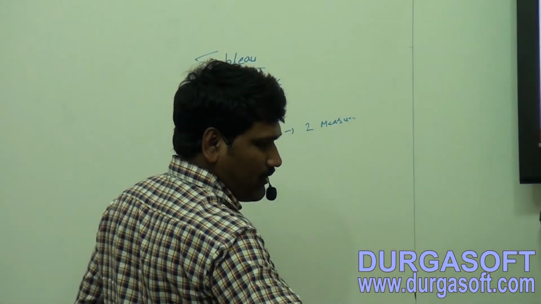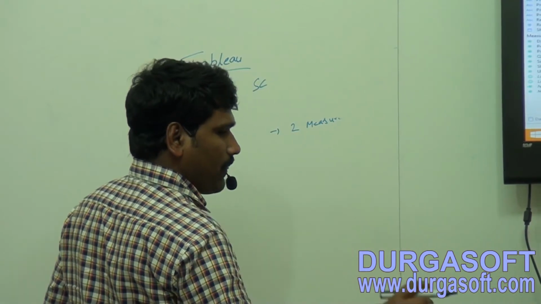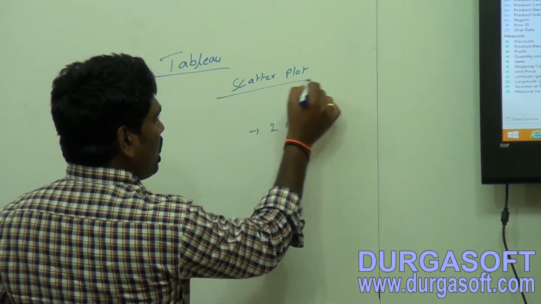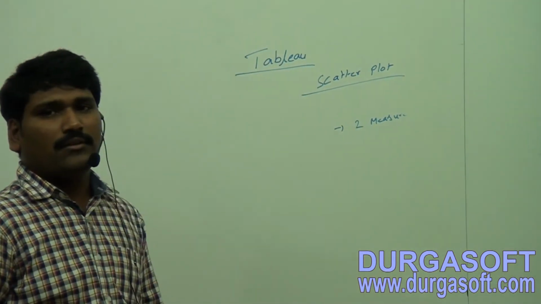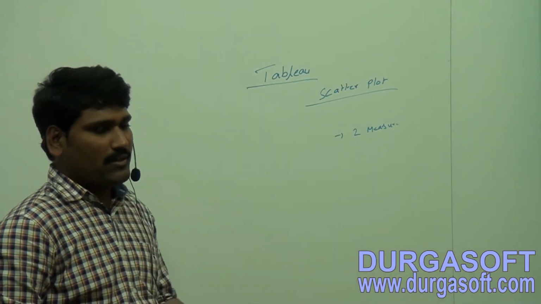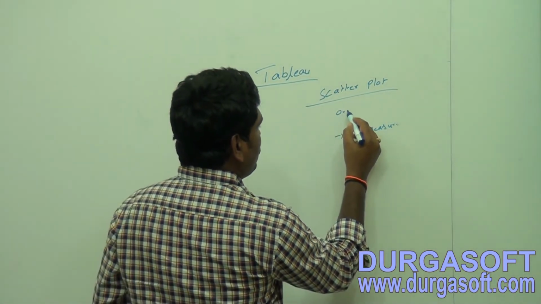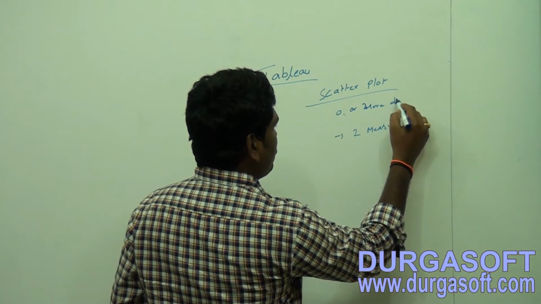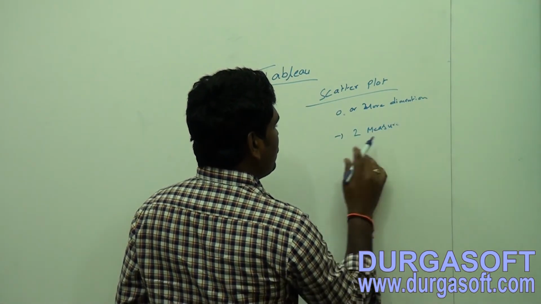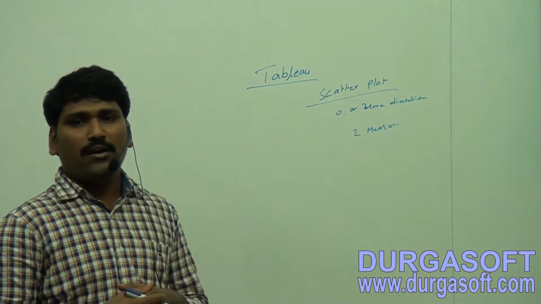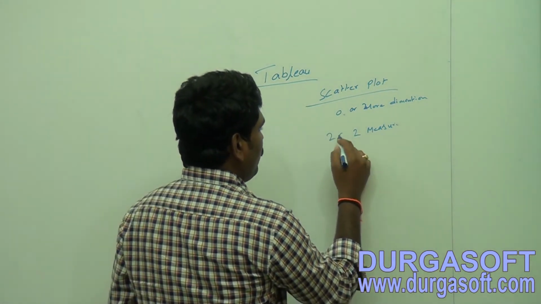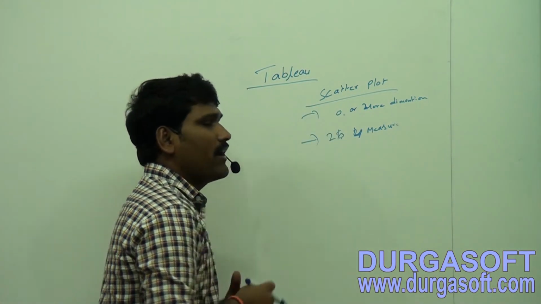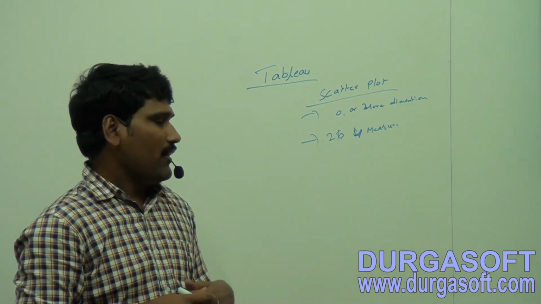Okay, scatter plot. Scatter plot is one more visualization where you can represent 0 or more dimensions and 2 to 4 measures.